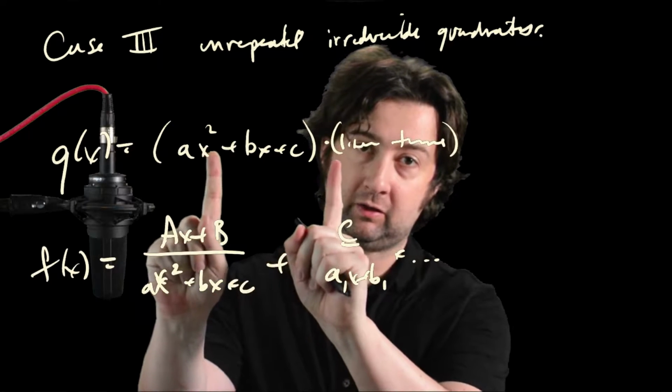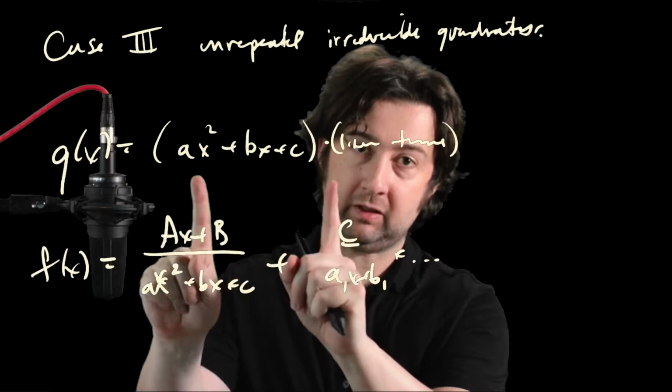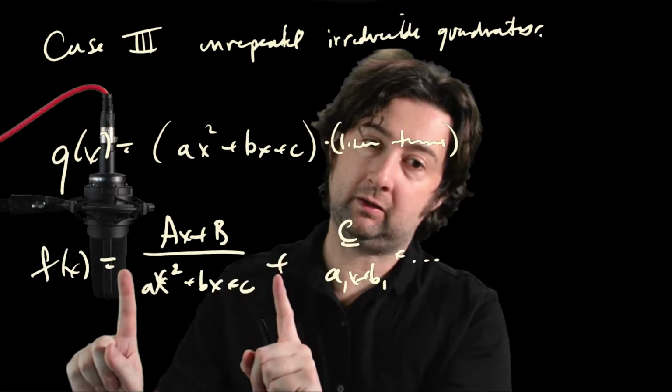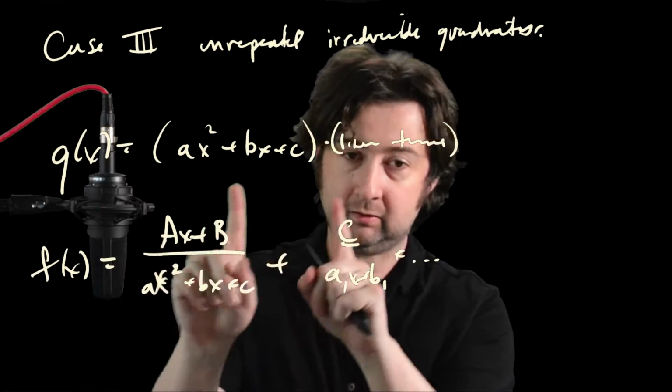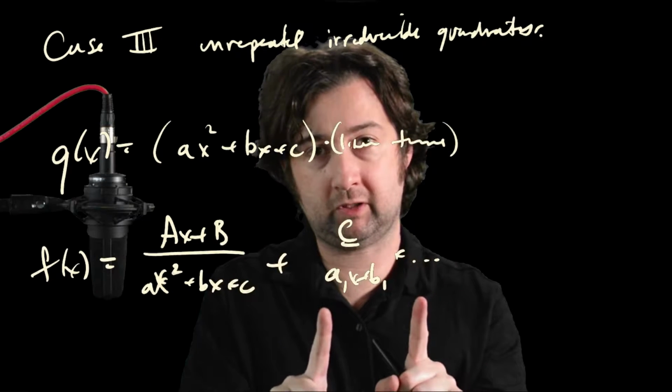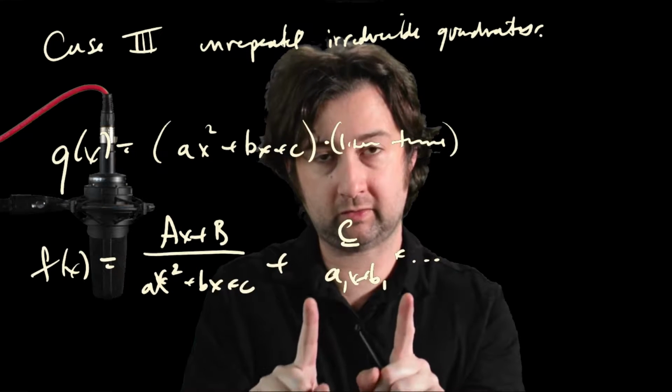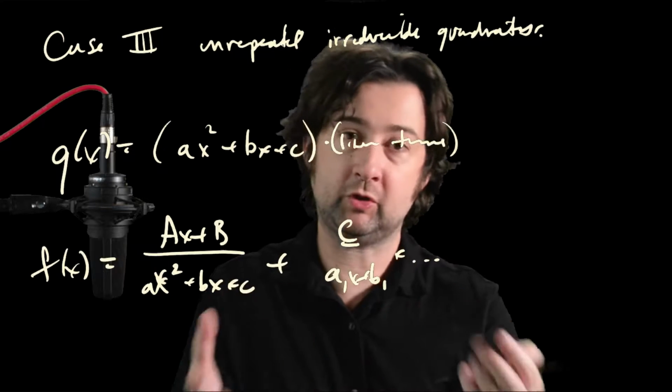If I have a denominator that factors into a piece that can't be reduced, then the partial fraction that goes with it has this ax plus b on top. Linear terms that are in here still correspond to linear single partial fractions like this. So let me show you what that looks like in a breakdown.